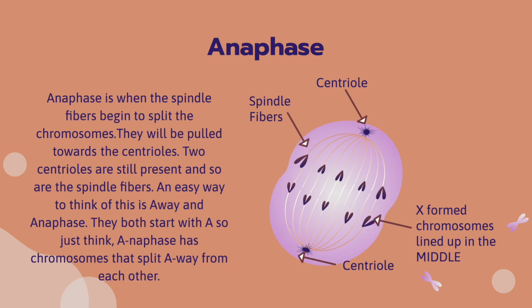Anaphase. Anaphase is when the spindle fibers begin to split the chromosomes. They will be pulled toward the centrioles. Two centrioles are still present, and so are the spindle fibers. An easy way to think of this is "away" and anaphase. They both start with A, so just think anaphase has chromosomes that split away from each other.